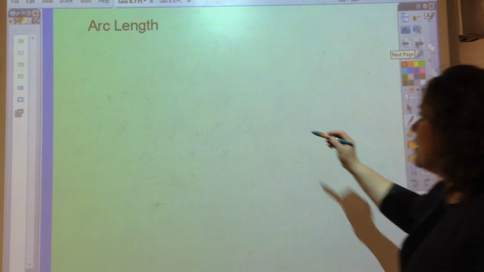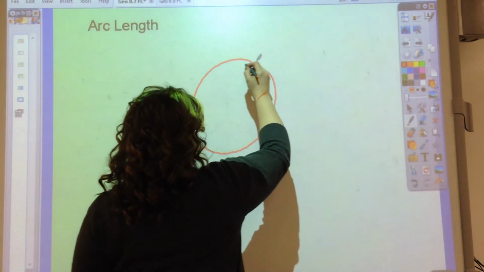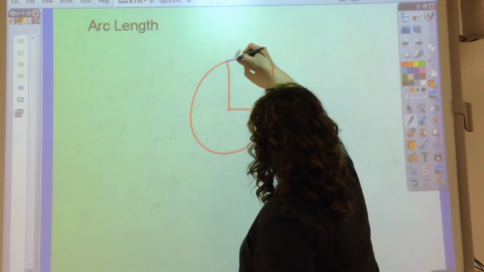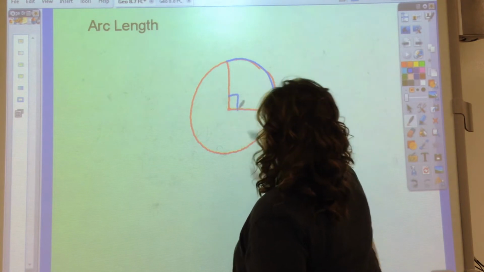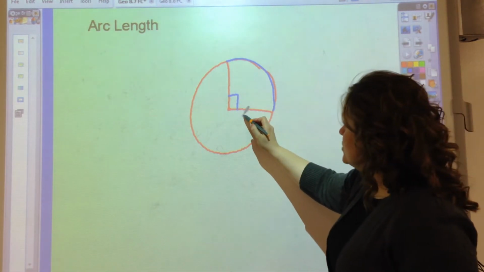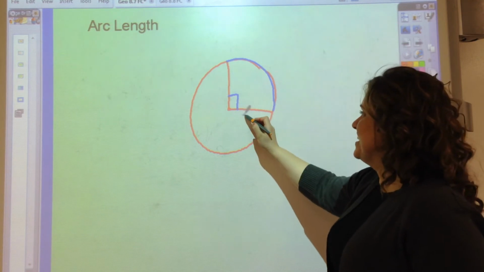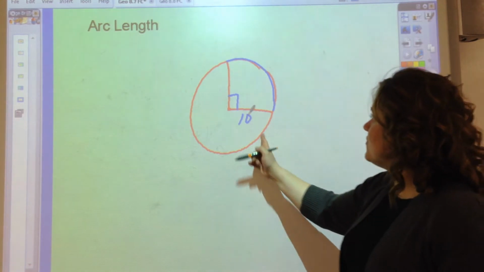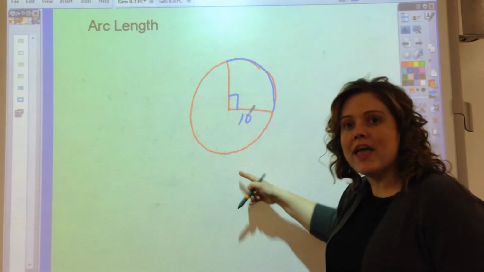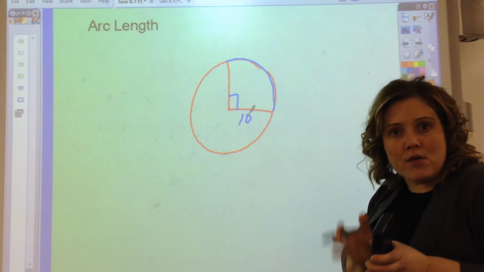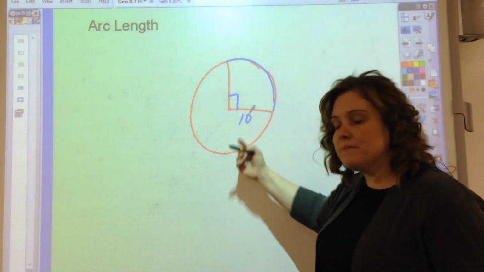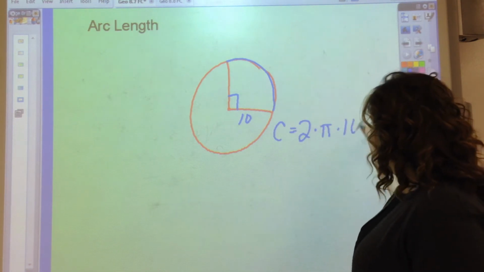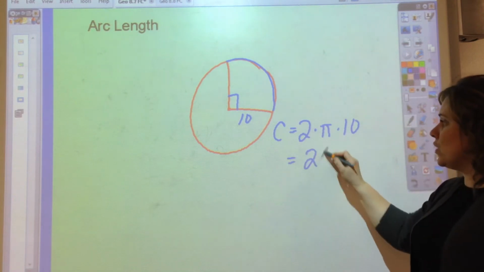All right, we're going to talk a little bit about arc length. If I know that this angle right here is 90 degrees, and I know that this radius right here is 10, if I want to find the arc length, I am going to have to find the circumference of my entire circle and then multiply it by the fraction I want. For example, if my radius is 10, let's go ahead and find the circumference of a circle. We'd have 2 times pi times r, which our exact value would be 20 pi.